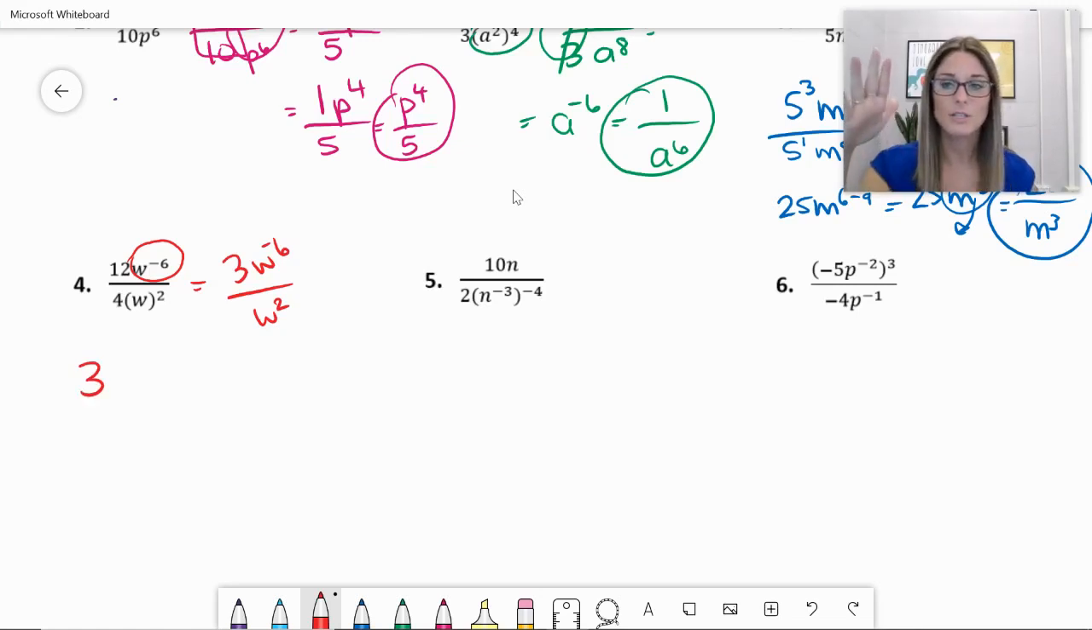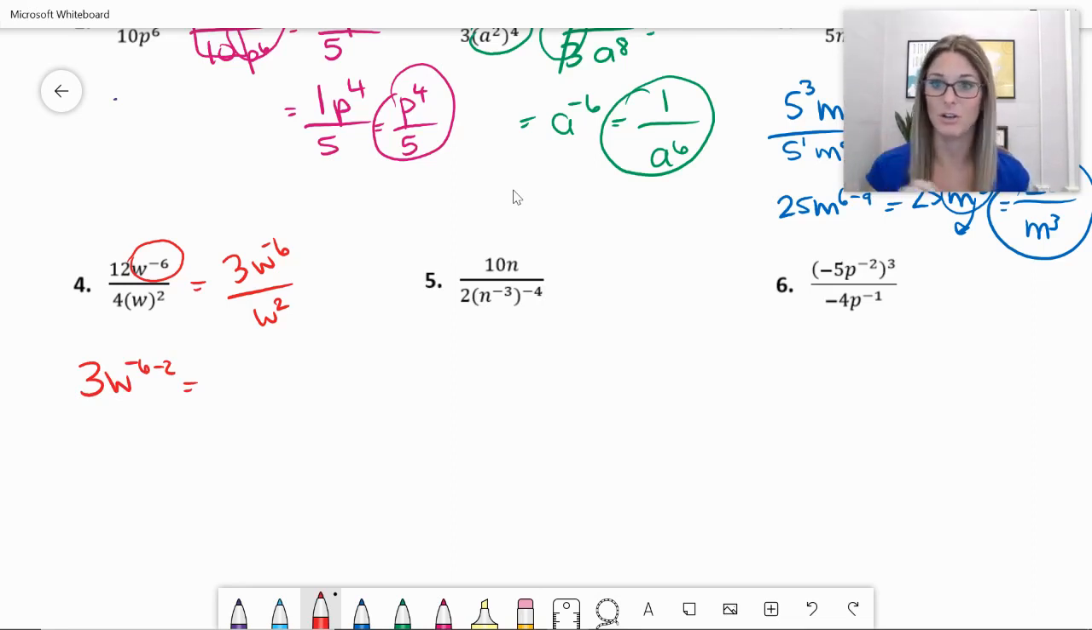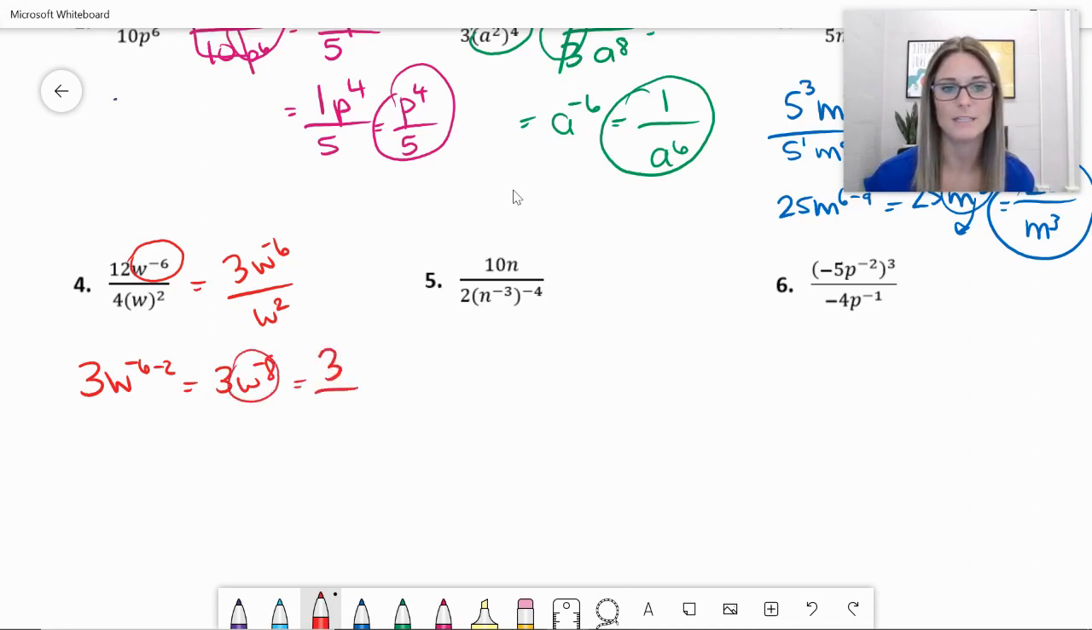If I was using the quotient rule, if you want to use quotient rule for those w's, you would have w to the negative 6 minus 2. There's a couple different ways you can attack this. Your mind might go a different pathway than mine, but we should all end up at the same place. So if I use quotient rule and I subtract, I get w to the negative 8. And still you can't have negative exponents, so move it down into the denominator.